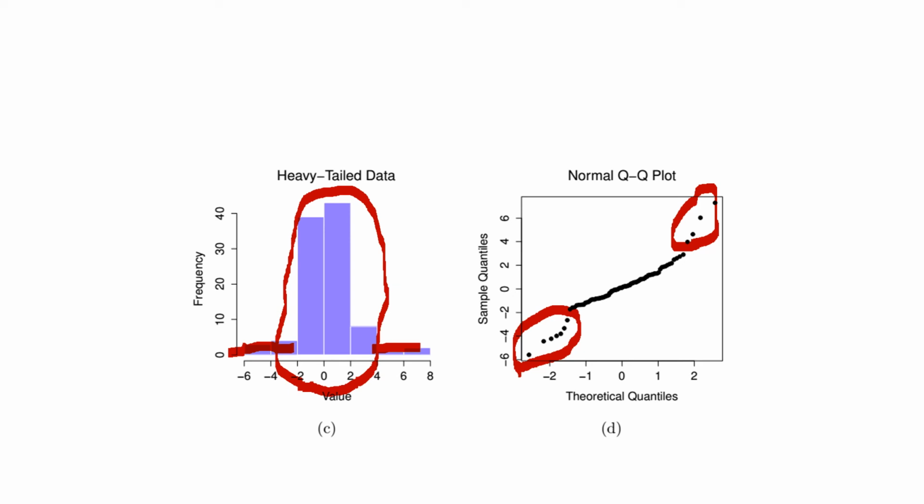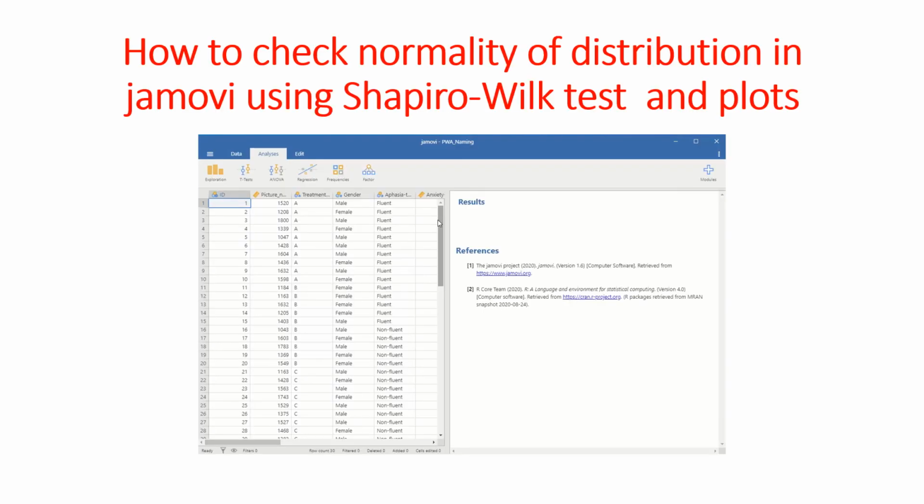Once again, once you see this type of distribution with this type of QQ plot, it is suggesting that the data is probably not normally distributed. QQ plots and histograms are one way of looking at normality of distribution. You can complement that with a Shapiro-Wilk test. Let's see how we could check the normality of distribution in Jamovi using both QQ plots and the Shapiro-Wilk test.